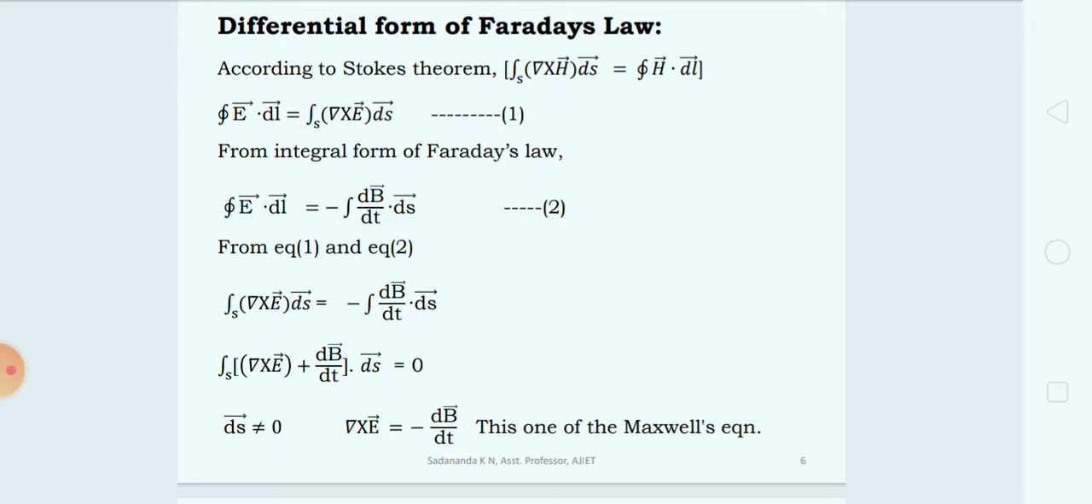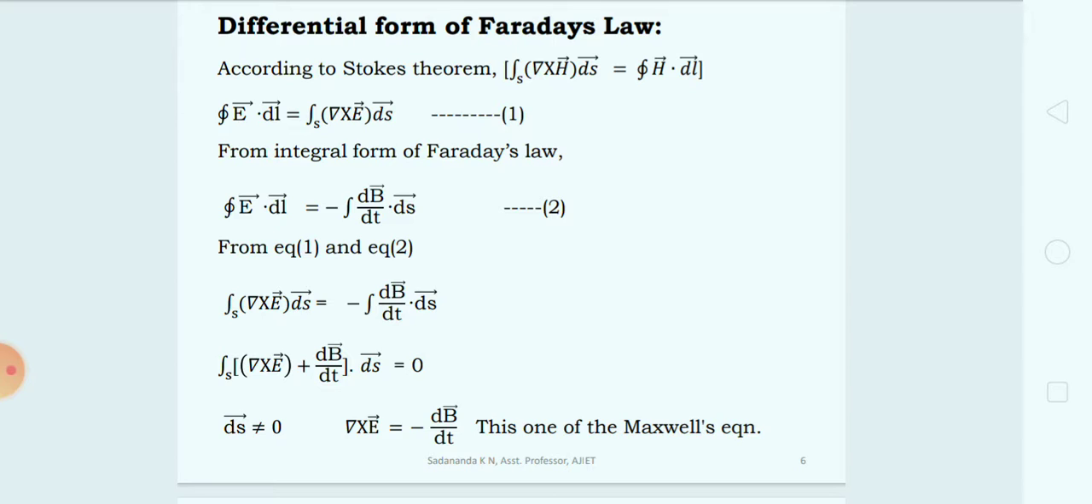So the surface integral of curl of vector E dot ds is equal to minus the surface integral of dou by dou t of vector B dot vector ds. So take the negative term, that means right hand side to the left hand side, it will become a plus term. So one equation you will get, that is the surface integral of open bracket curl of vector E plus dou by dou t of vector B is equal to 0.